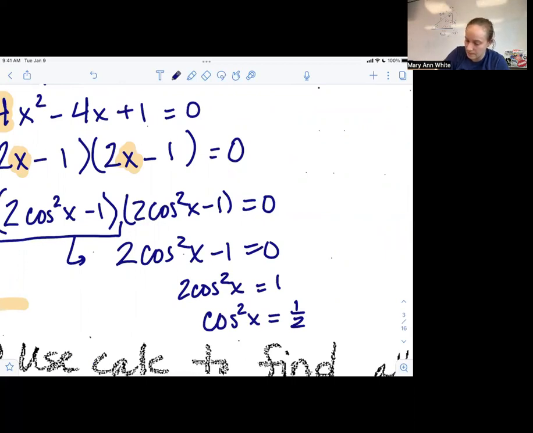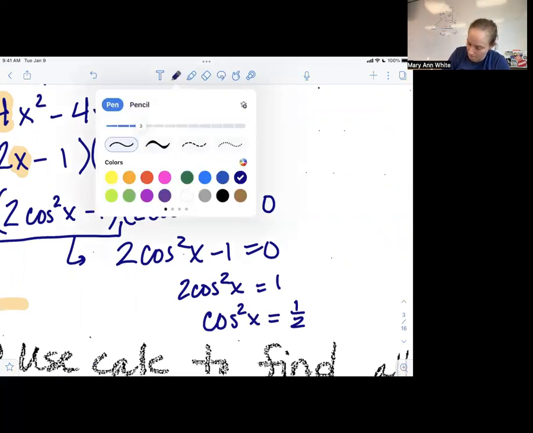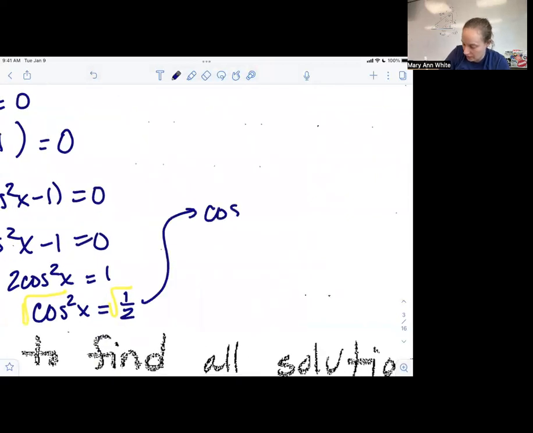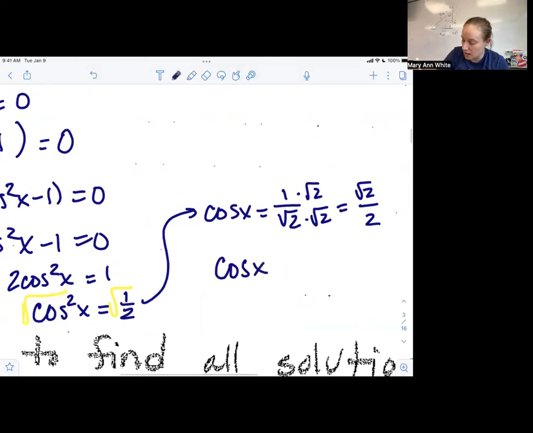Square root both sides. This now becomes cosine of x equals 1 over square root 2. Square root of 1 is just 1. I don't know what square root of 2 is. Luckily, we did a problem like this in class today, so I know to rationalize because now I can use a number that's on my unit circle. So I'm thinking essentially cosine of what angle equals root 2 over 2? Cosine of what angle? And since I did my square root, I probably should do plus or minus, shouldn't I?